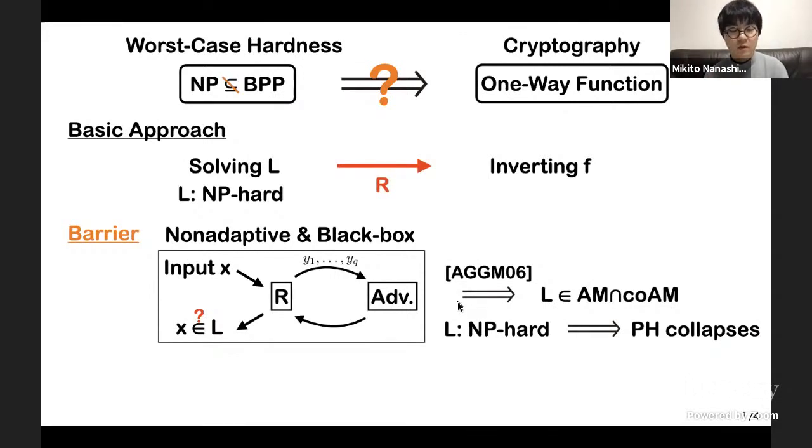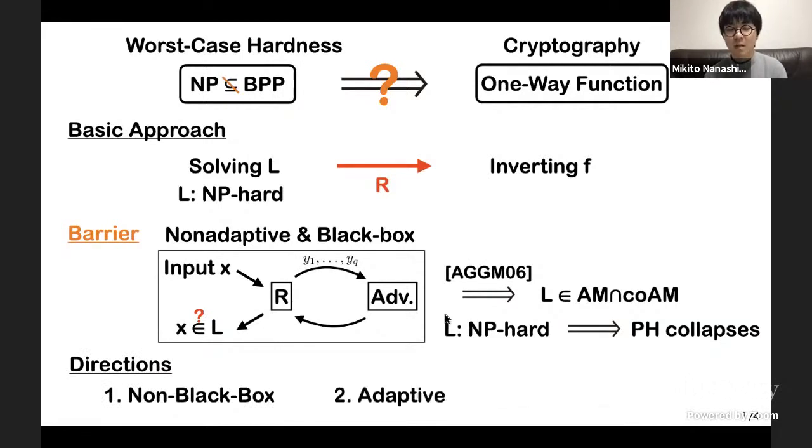This previous work gives us very important directions: developing non-black box techniques or adaptive techniques. But in general, constructing such somewhat complicated techniques seems to be a very challenging task, especially for this problem. That's why in this work, we try to suggest a third choice, that is, to change the goal. In other words, we try to get an intermediate cryptographic primitive instead of standard cryptography.